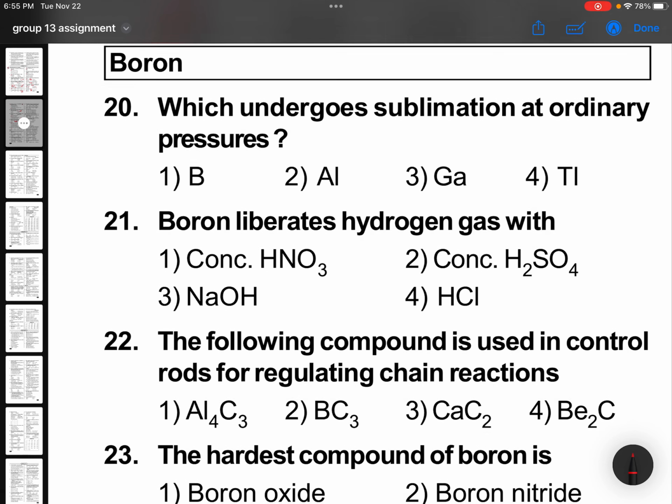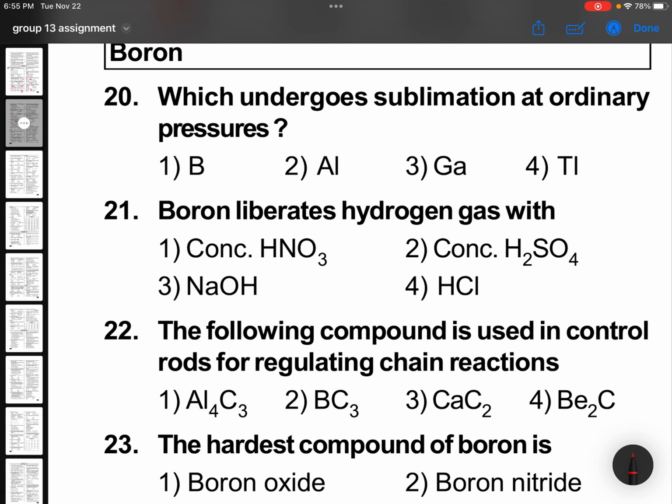Which undergoes sublimation at ordinary pressures? We are discussing sublimation. Sublimation means directly converting into vapor from the solid state, that is done by boron.